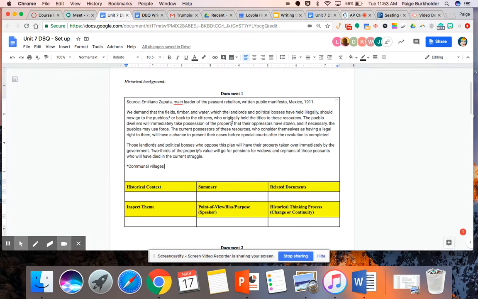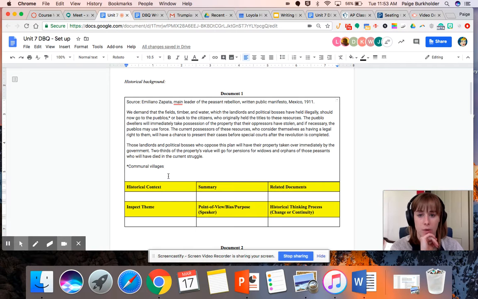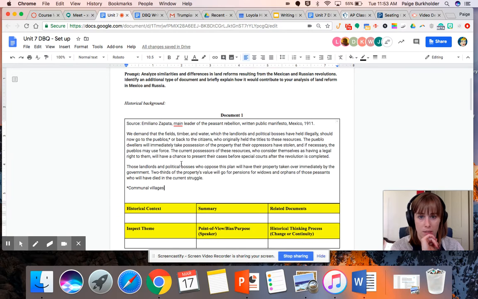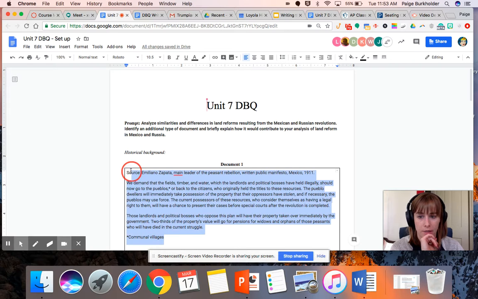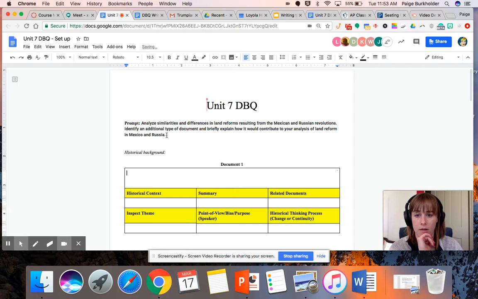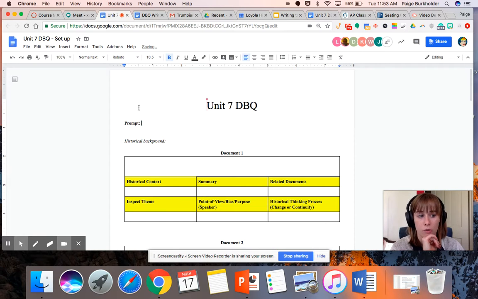Okay, so that's there for you guys to use as a way to analyze your documents. Does anyone have questions about this particular template? You're not turning it in. It's just there to help you analyze the documents for the prompt that you choose.